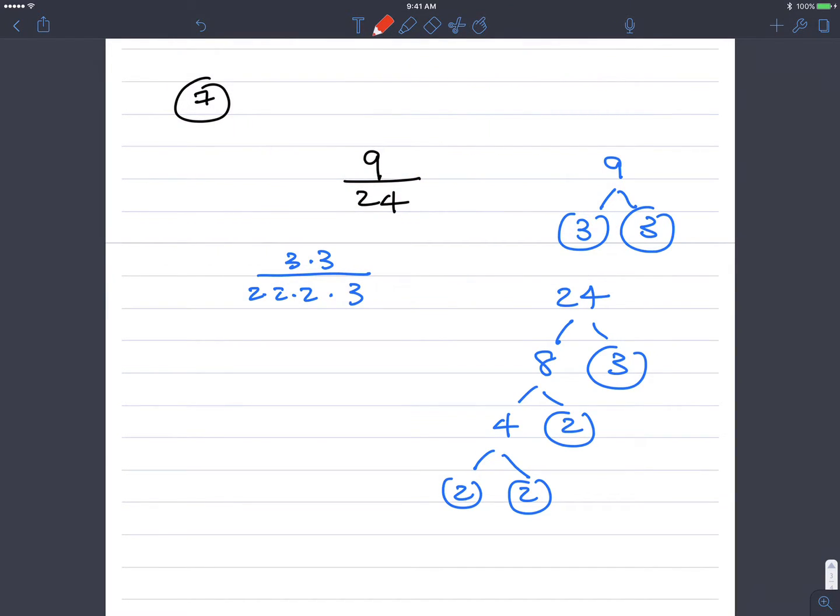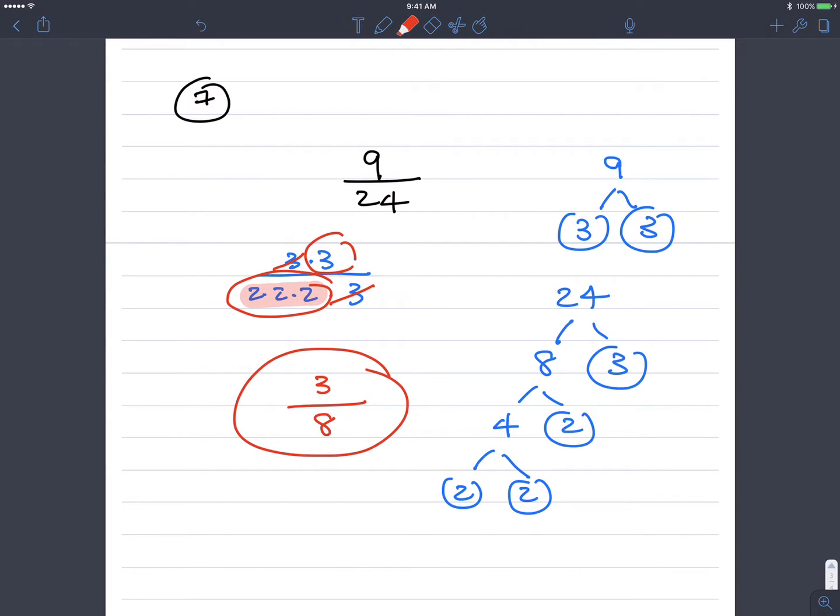I'm free to cancel a 3 on top and a 3 on the bottom. The second 3 doesn't cancel with any of these 2's. So we can't cancel here. That means we're done. A 3 is left on top, and these 2's are left on the bottom. Final answer is 3 over 8, because 2 times 2 times 2 is 8, and the 3 is left on top. 3/8.